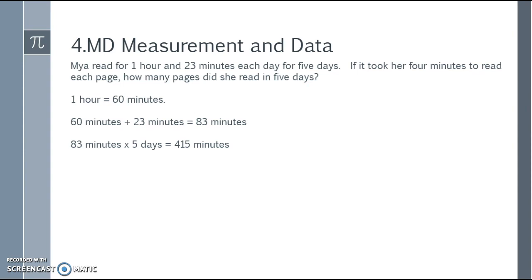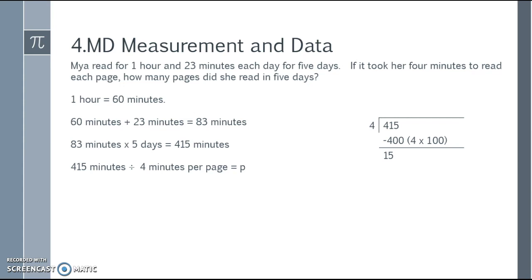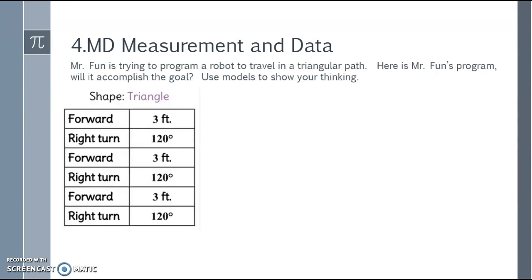But it took her 4 minutes to read each page. So 415 minutes divided by 4 minutes per page equals how many pages? Again, using our partial quotient, I can take 4 times 100 to get 400, leaving us with 15 left over. 4 times 3 is 12, with 3 left over. So 100 plus 3 is 103. Maya read 103 pages.